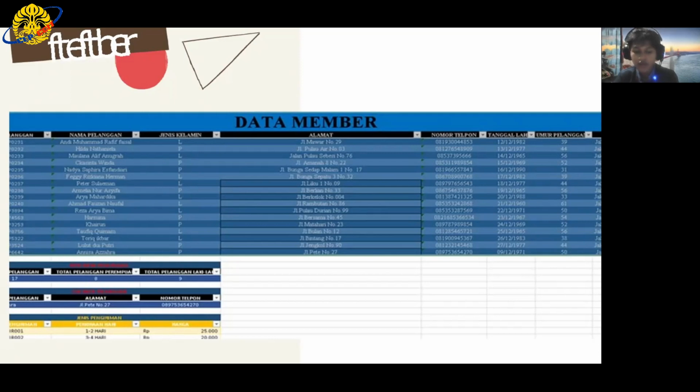In the data member table, the author uses the IF formula, which is used to calculate time such as days, months, and years. And in info pelanggan data, the COUNT IF formula is used to count all customers in the total pelanggan column. Then in total pelanggan like jenis kelamin, the author uses the COUNTIF formula to add female and male customers.